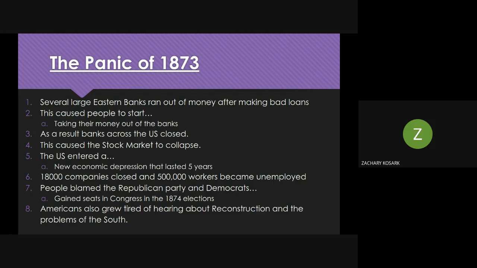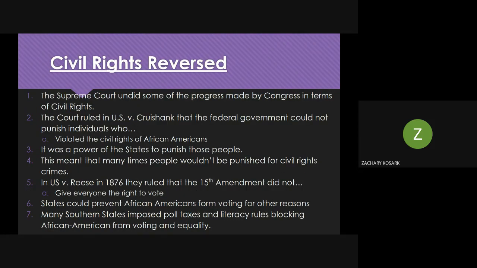So interest is going away in rebuilding the South in that radical Reconstruction model. And also interest is going away in the problems of African Americans as well. All of these things together are going to lead to civil rights for African Americans being reversed. So the freedoms and the rights they had directly after the Civil War start to get taken away from them during this time frame in the 1870s because of some Supreme Court cases and some other things.